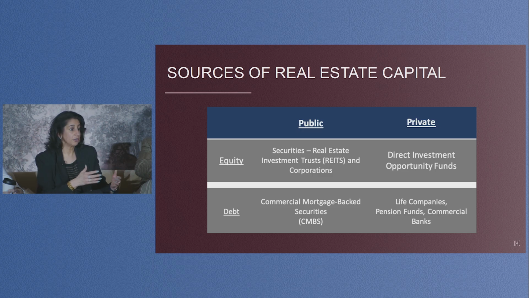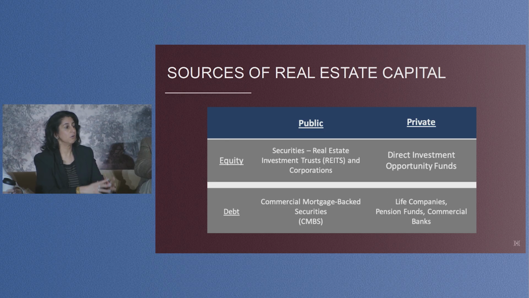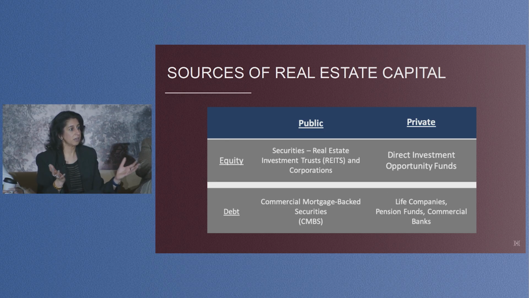On the equity side, you have different types of equity. You've got co-GP, you've got limited partnership type equity, you've got preferred equity. All of those put together on either side put together your entire deal.